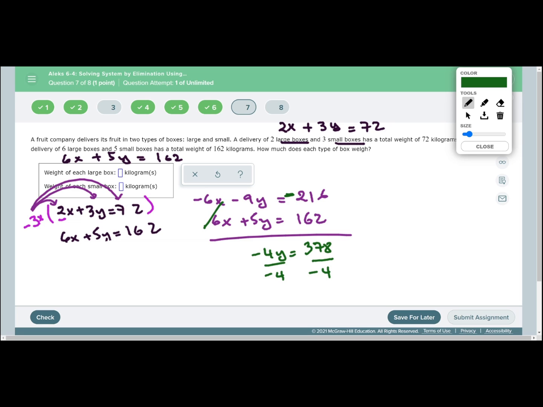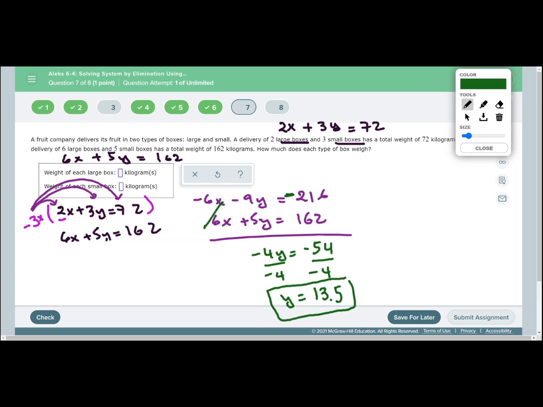We talk about the weight of a box. It cannot be negative. If your final answer is negative, which means you did something wrong. That's the reason why I go back and see my mistake. -216 plus 162 is -54. This is -54. Then it's okay. Y equal to -54 divided by -4 is 13.5. Okay, so it's 13.5 kilograms. That is fine because it's positive.